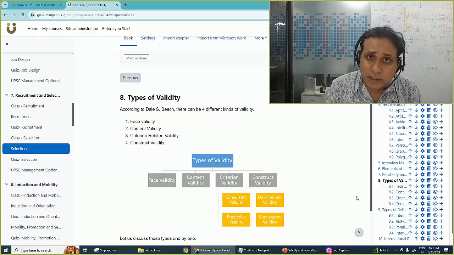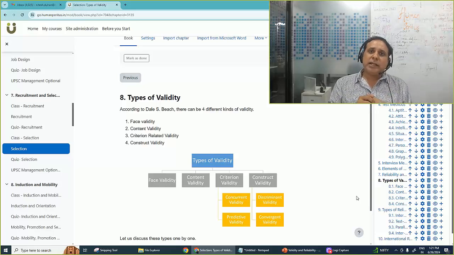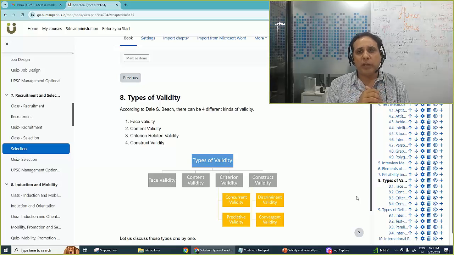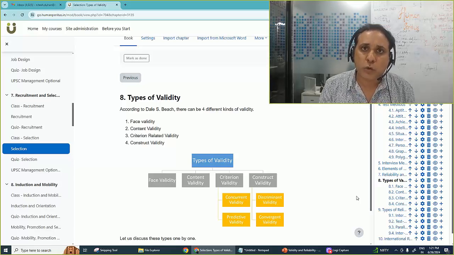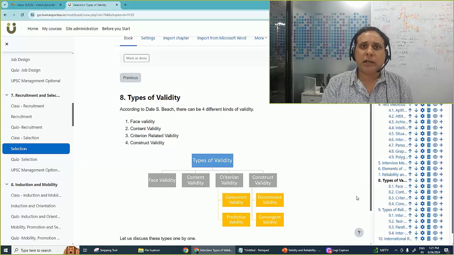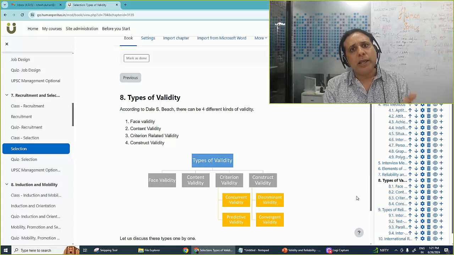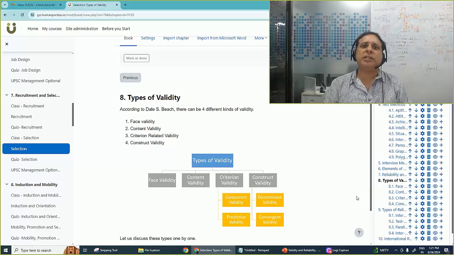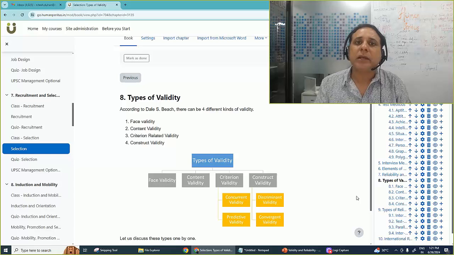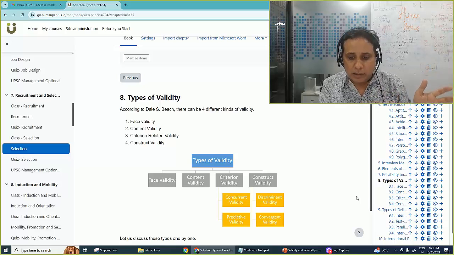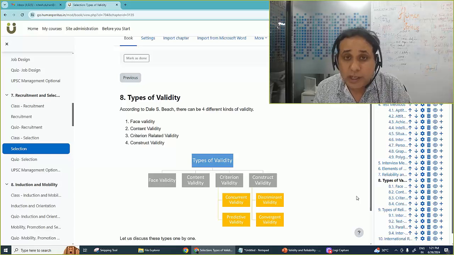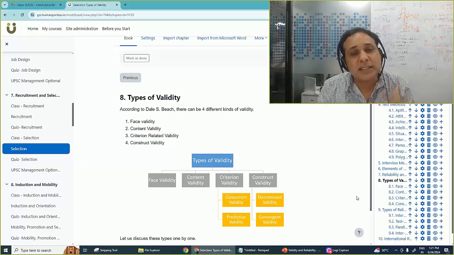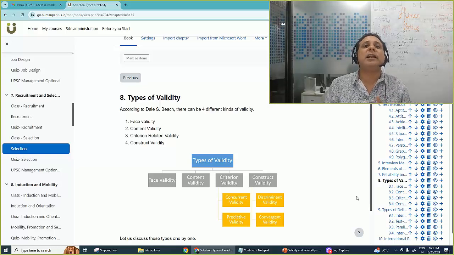What is reliability? Reliability is that you prepare a questionnaire, maybe on job satisfaction only, you give it to your employees, and you will get some response. Maybe after 2 days you again give the same questionnaire to the same employees under the same working conditions. Then if your responses are the same, or correlated, or consistent, then it is known as reliability.